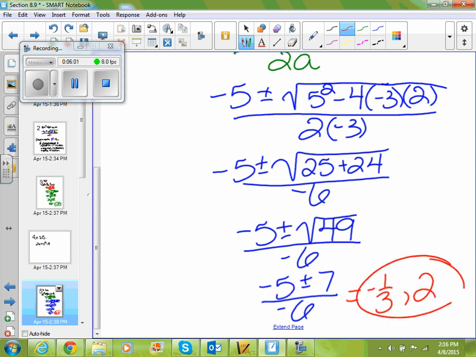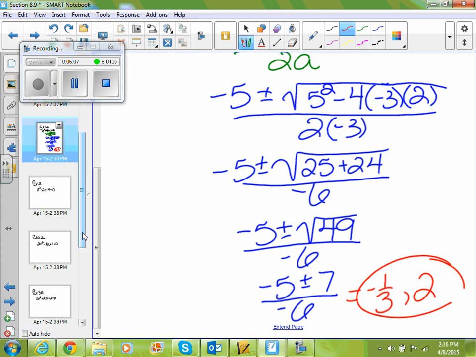Wow. This is so confusing. Which part? Okay. Just the bottom part.